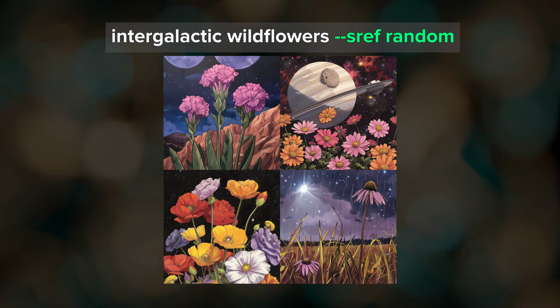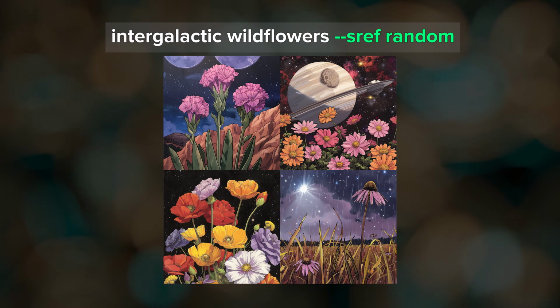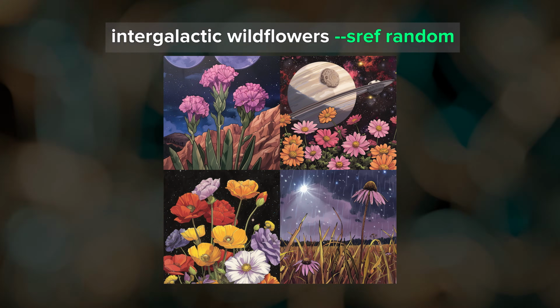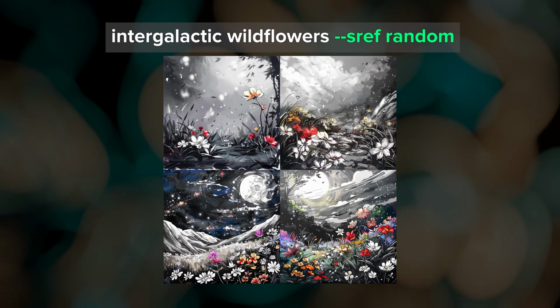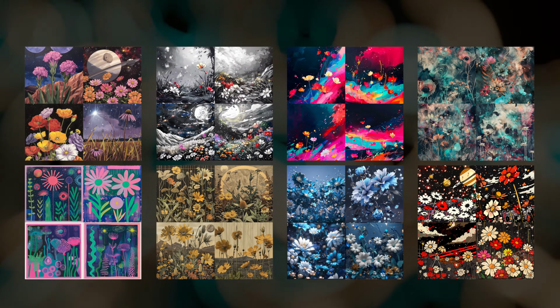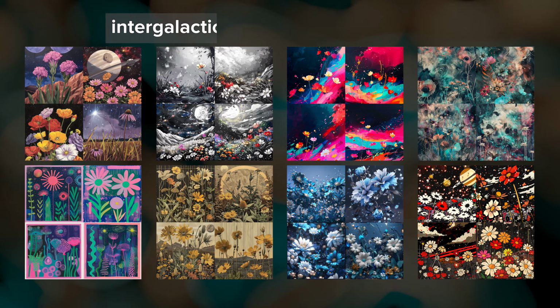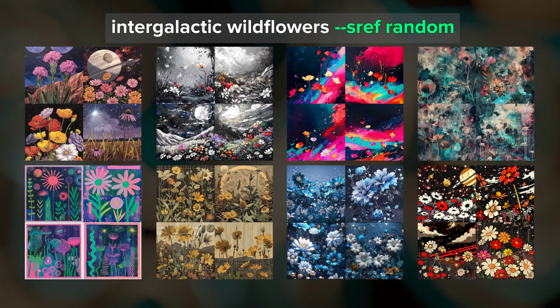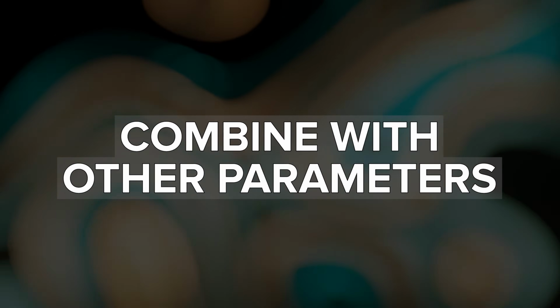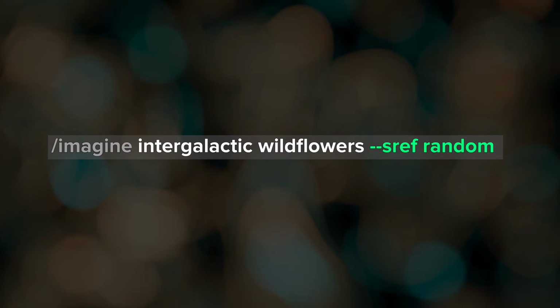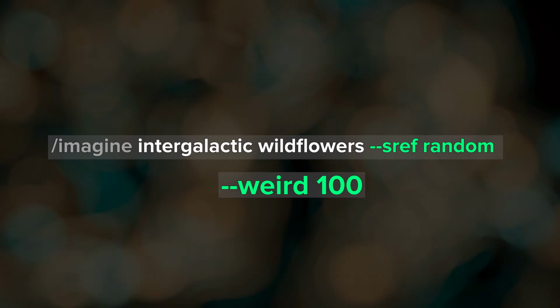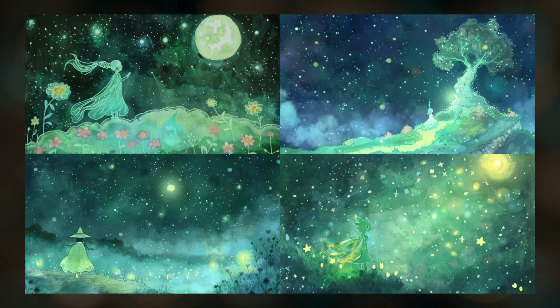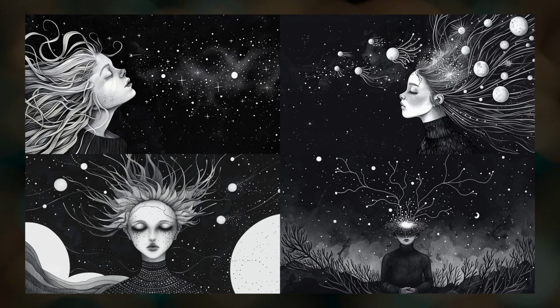In this result, you can see that all 4 images in the image grid have the same style. If we run the same prompt again, we get new results with a different style. All of these image grids were generated using the same prompt, so very quickly you can create a set of images that have diverse styles. You can also combine SREF Random with other parameters in your prompt, such as stylize, chaos, weird, and style raw, to pull from even more dimensions in Midjourney's style space.